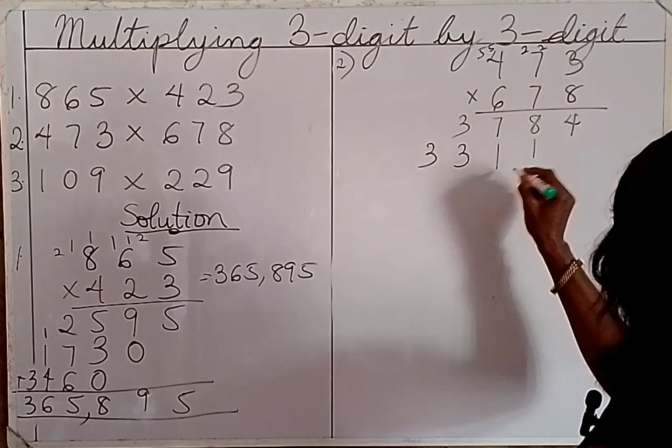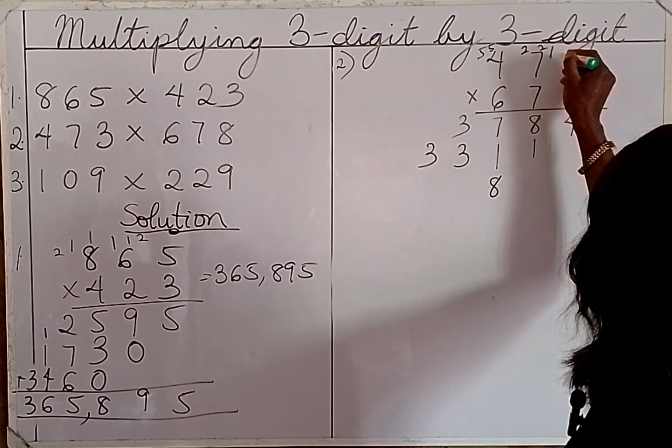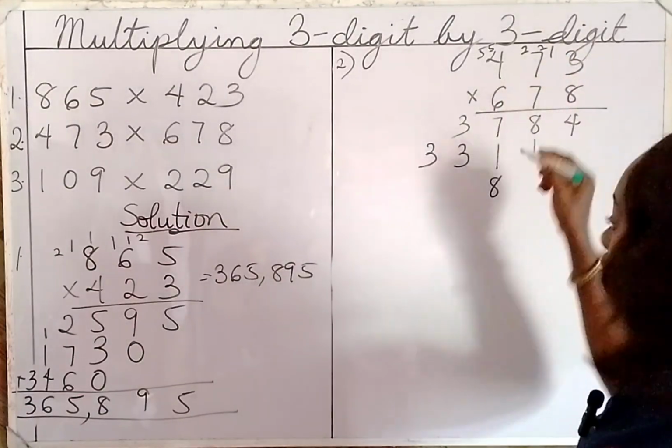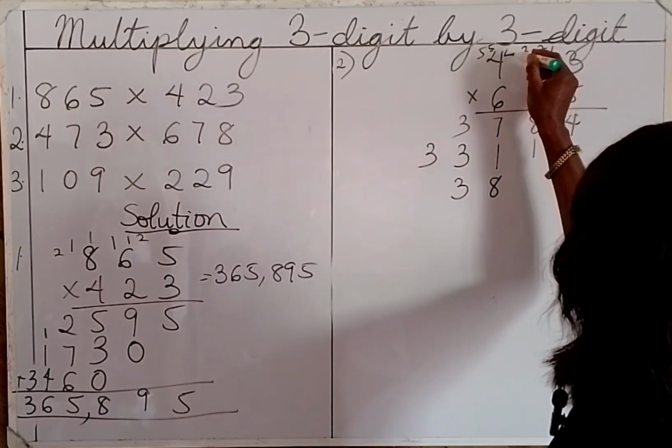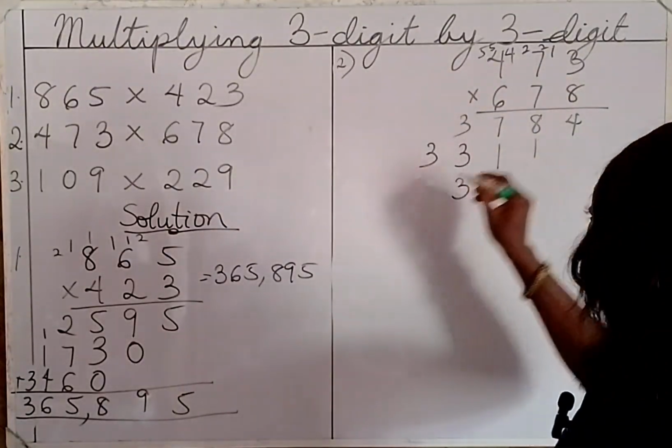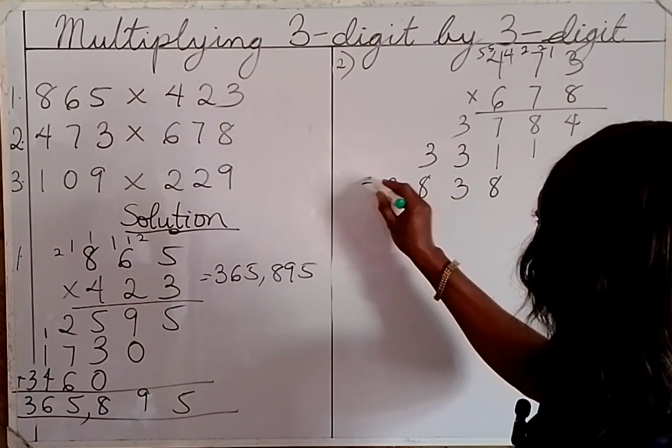6 times 3 is 18. Write down 8 and carry 1. 6 times 7 is 42. Plus 1, 43. 6 times 4 is 24. Plus 4, 28. Then we add all together.